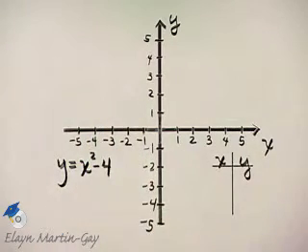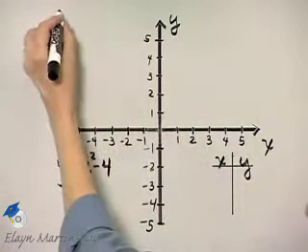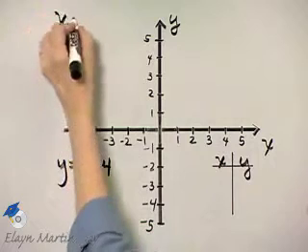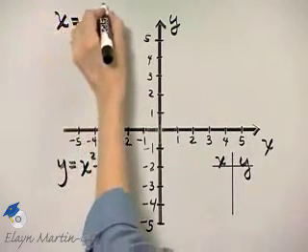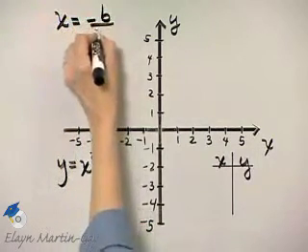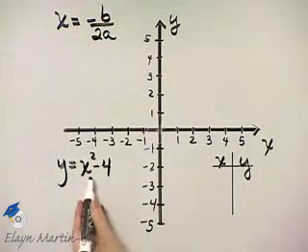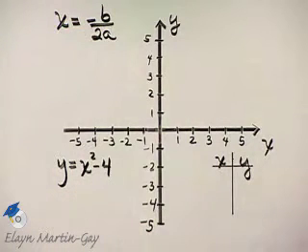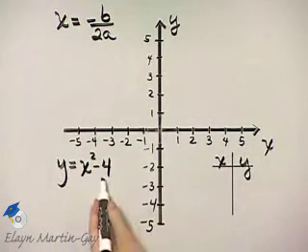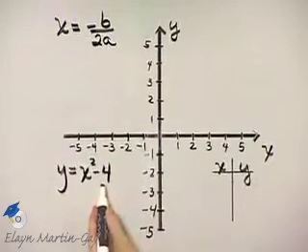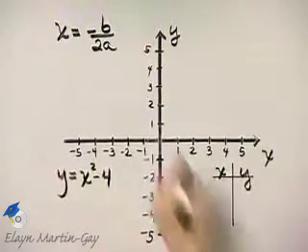Let's begin by finding the vertex of this parabola. To find the vertex, we'll use the formula x is equal to negative b over 2a. Now, as we use this formula, let's remember that the coefficient of x squared, which is a, is 1. B is the coefficient of x, so that's 0. And c is negative 4.